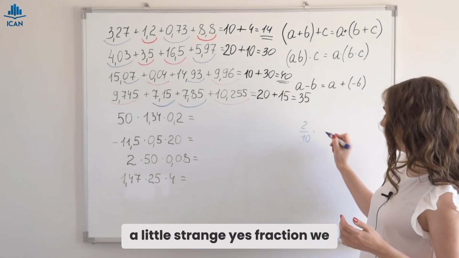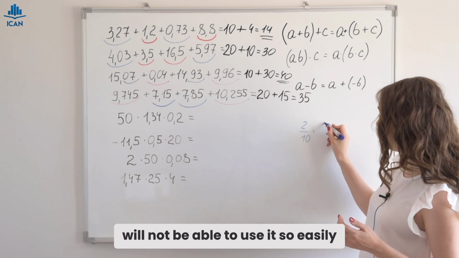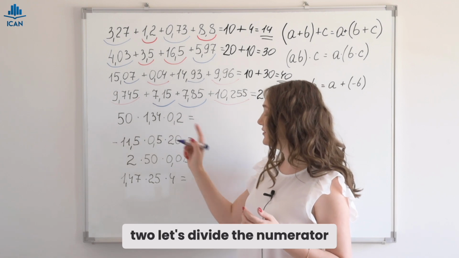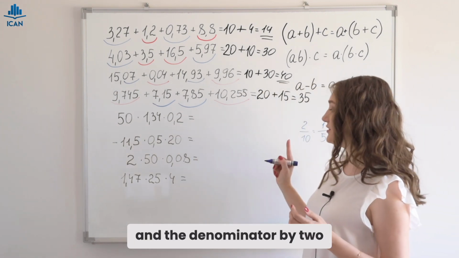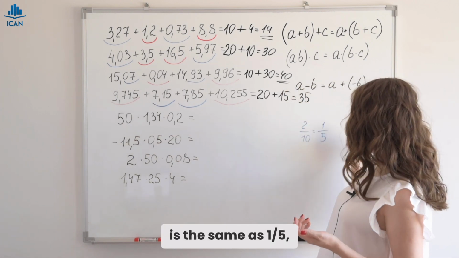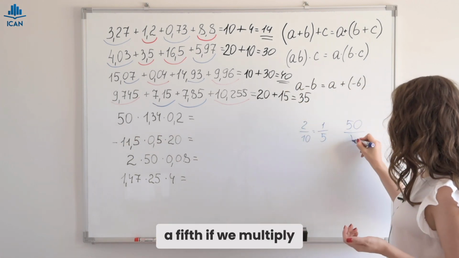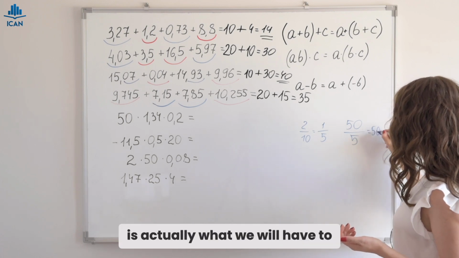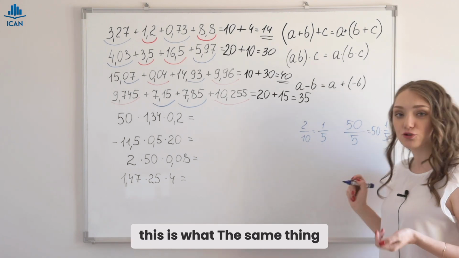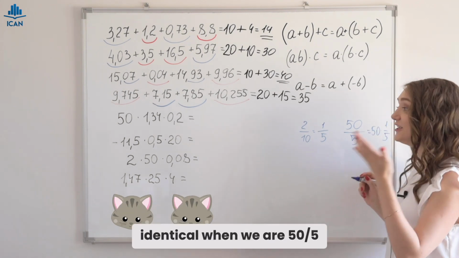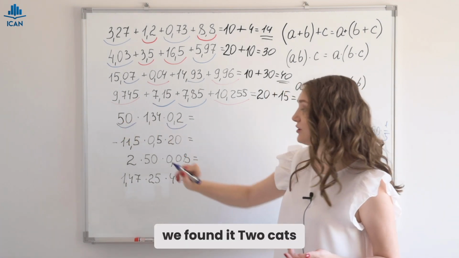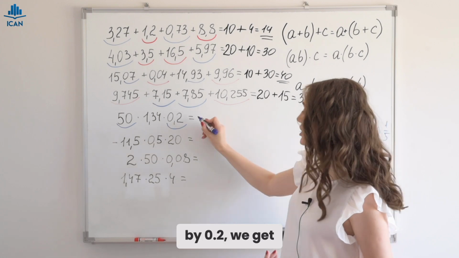Here look at 1.34. It seems to me that it smells like a dog. This means that a little strange fraction, we will not be able to use it so easily. Therefore, look, 0.2. This is what we have, 2 over 2. Let's divide the numerator and the denominator by 2, 1 by 5. That is, it is a fifth part. 0.2 is the same as 1/5. If we multiply 1/5 by 50, this is actually what we will have to divide 50 by 5. How much will there be? 10. We found it. 2 cats, 10.